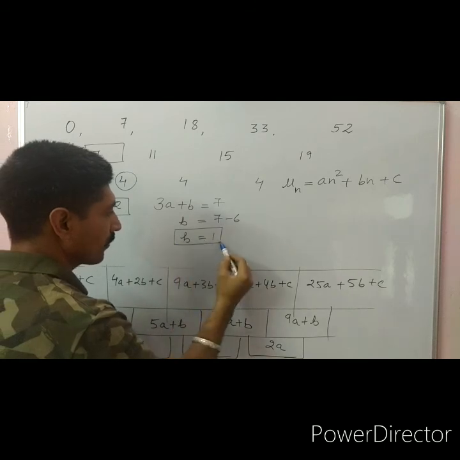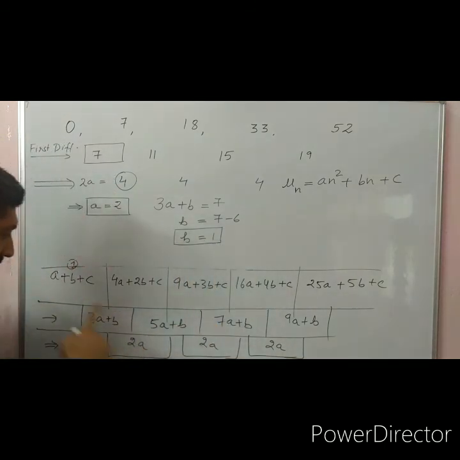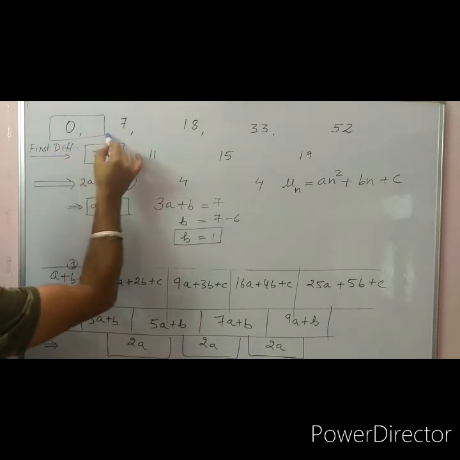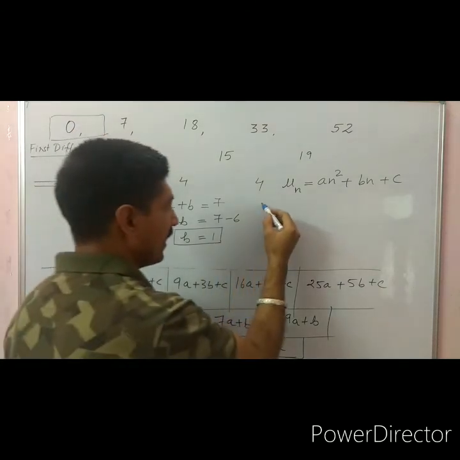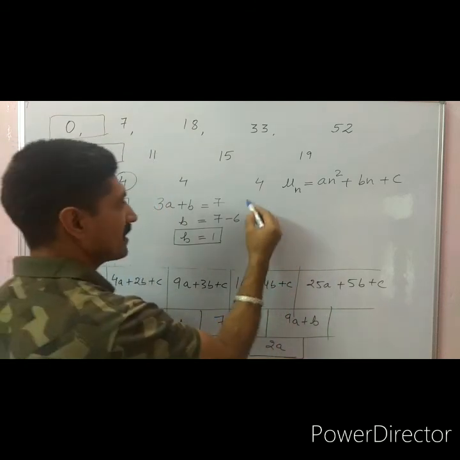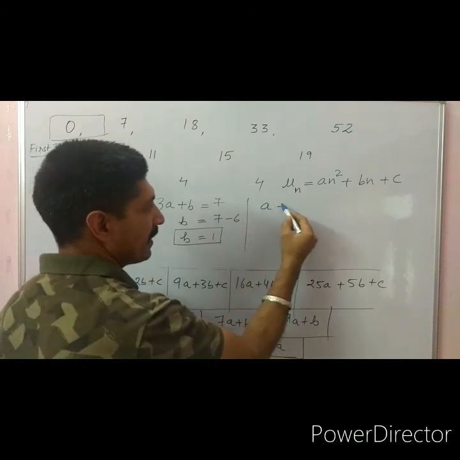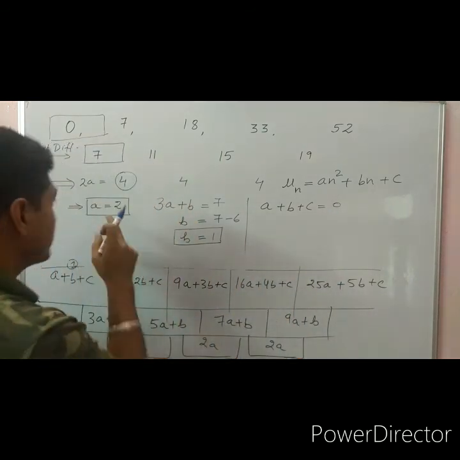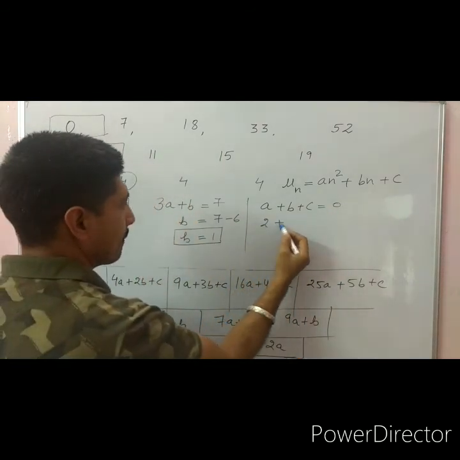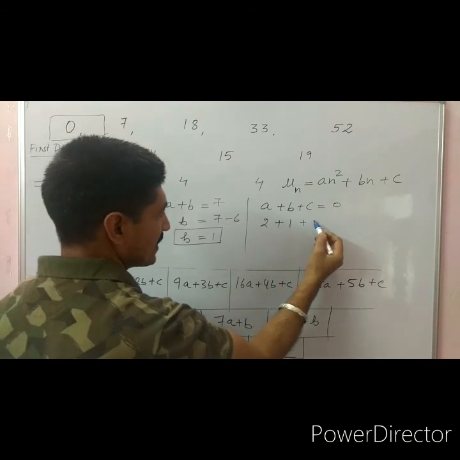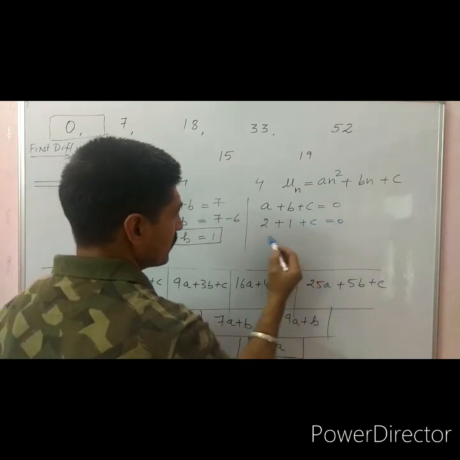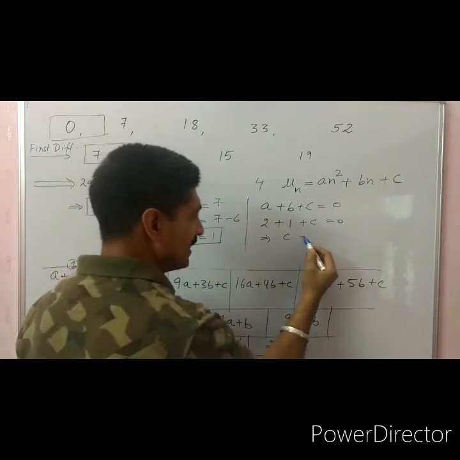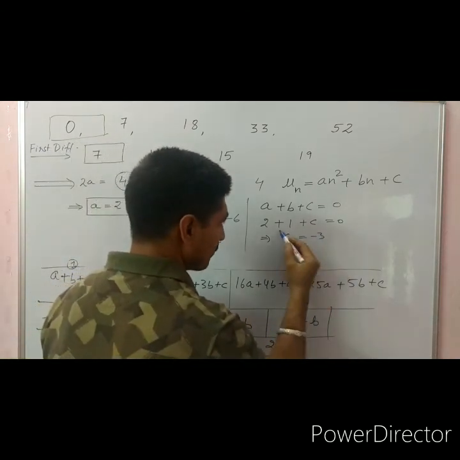Now we also know that a plus b plus c is equal to 0. So a here is 2, b is 1, plus c is equal to 0. So this implies that the value of c here is equal to minus 3.